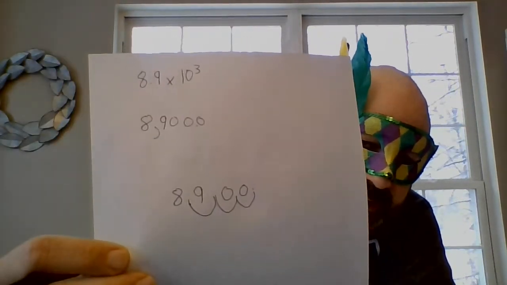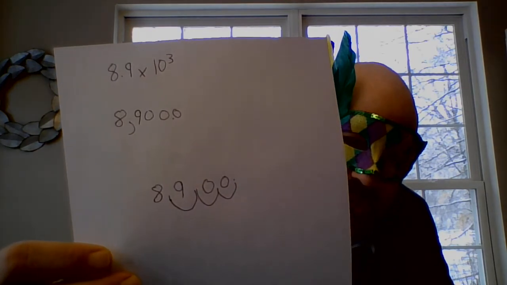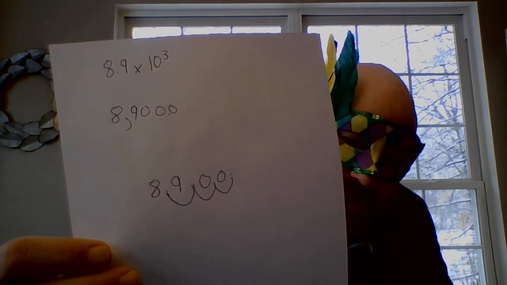So 8.9 becomes 8,900. This is a little more complicated than the other way around, but it's not hard. You guys can do it. I have faith in you. All right, number 12, we'll try that one, is 1.49 times 10 to the 5th.